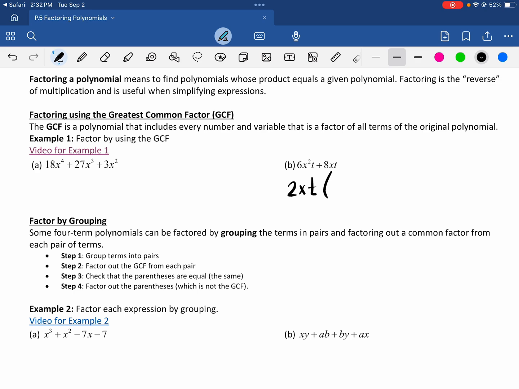Once I take that out, then I've got to see what does that leave behind. Well, 6 divided by 2 is going to leave a 3. There were 2 x's, one came out, one stays. The t came out, so it's no longer there. 8 divided by 2 leaves a 4. There was an x, it came out. There was a t, it came out. So we are left with 3x plus 4 on the inside of our parentheses.